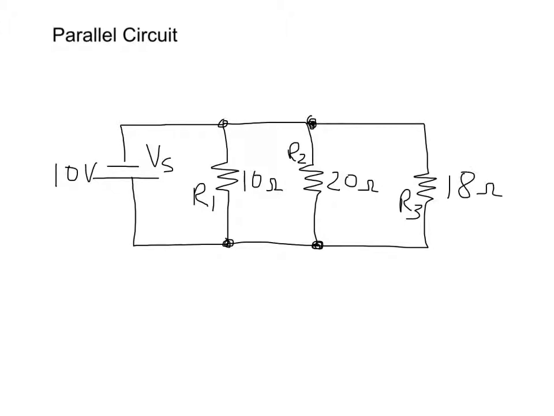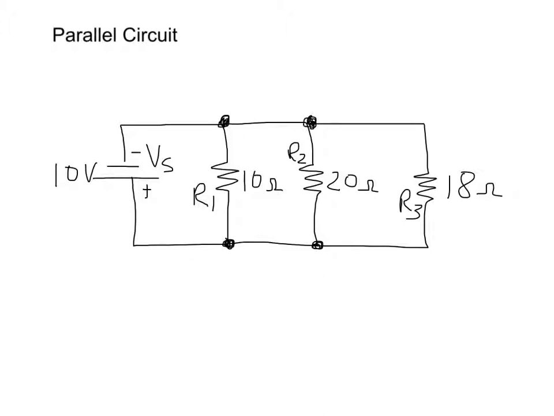The very first thing I'm going to do when calculating or working a parallel circuit is remember a couple of things about a parallel circuit. The first one is the voltage drop across each resistor in a parallel circuit remains the same. Notice how R1 here and here is connected electrically to both sides of the battery.